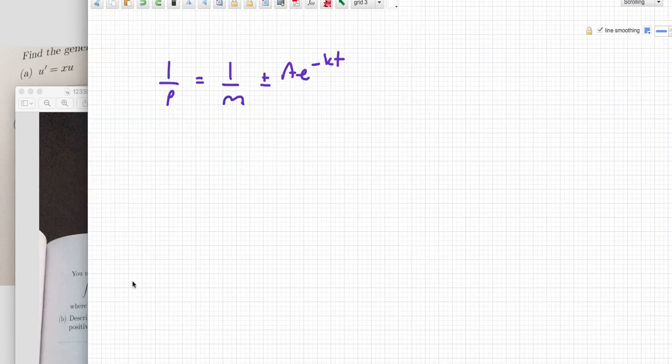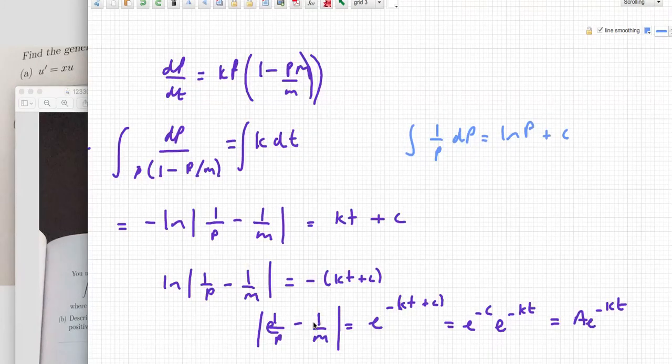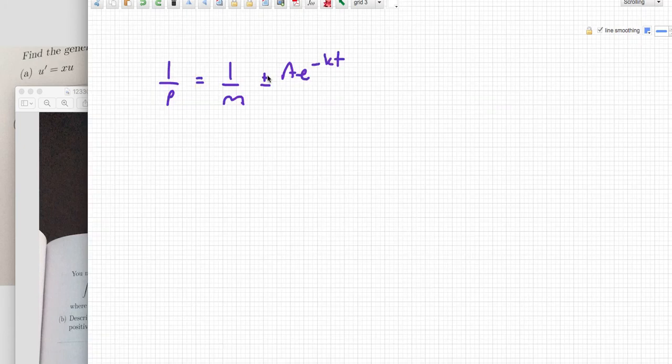If I move over the 1 over m, that's going to leave me with 1 over p, because that's what we want. At the end of it, we want p equals. So I need to now get rid of the 1 over m, so I'll just move that to the right hand side. I'll put a plus or minus here to show that I've taken it out of the modulus sign, because it could have been either because of the modulus sign. So that's the next part.